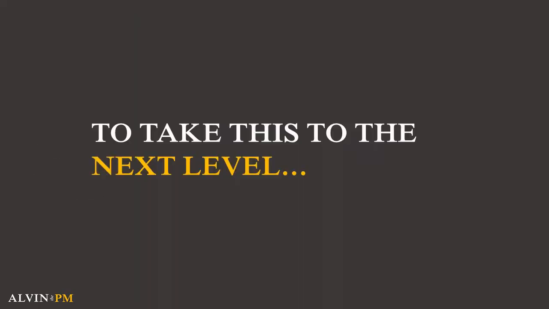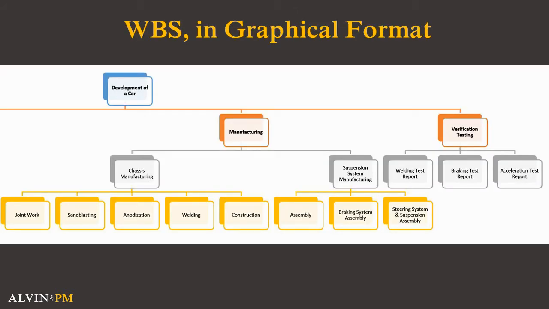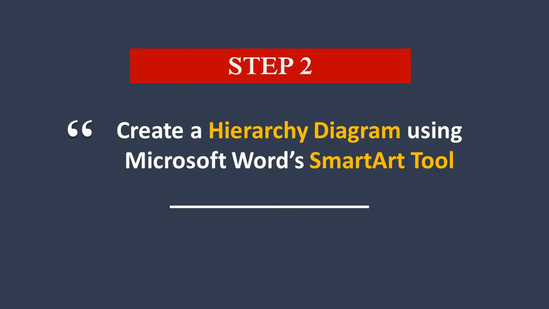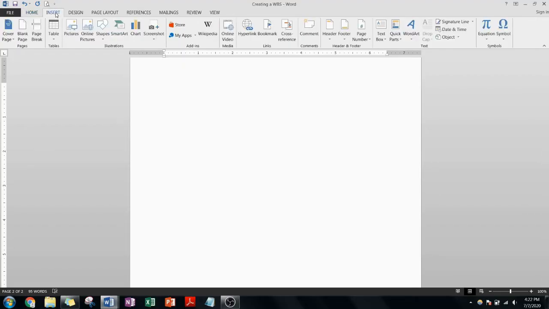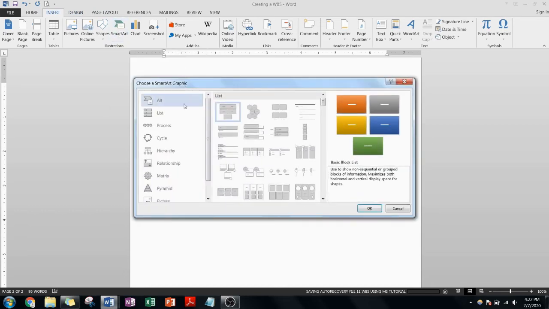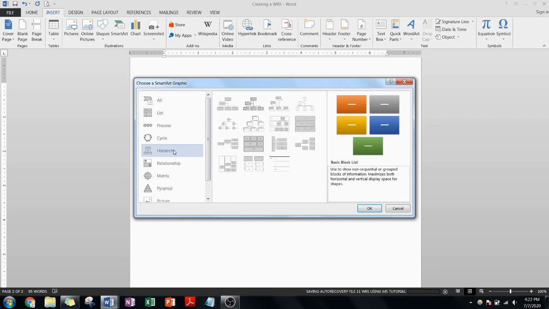But if you want to take it to the next level and have a very clean-cut visual diagram that's easy for anyone to understand, all you have to do is use the SmartArt feature of Microsoft Word. Step number 2. Create a hierarchy diagram using Microsoft Word's SmartArt tool. To use the SmartArt feature, click on the top tab for Insert and click on SmartArt. Under Hierarchy, select the SmartArt graphic for hierarchy and you'll see your work breakdown structure pop up on screen inside your document.